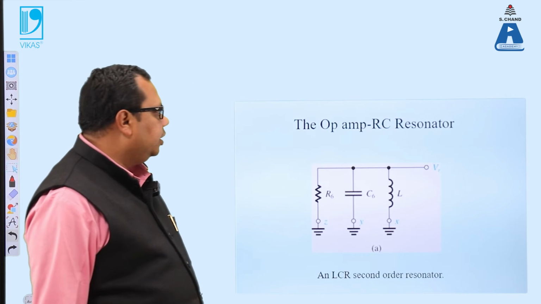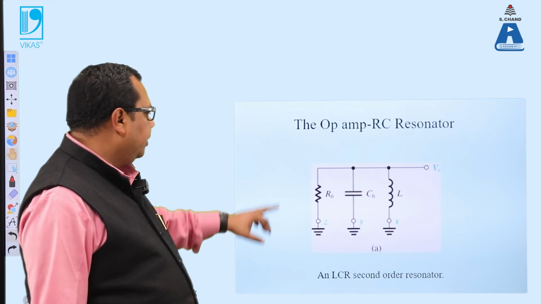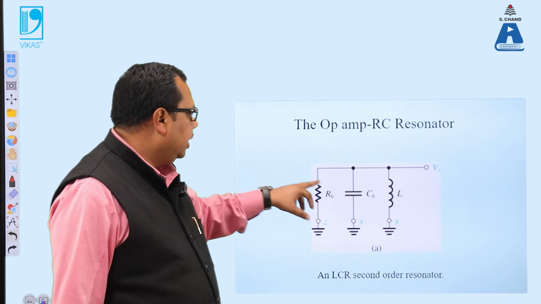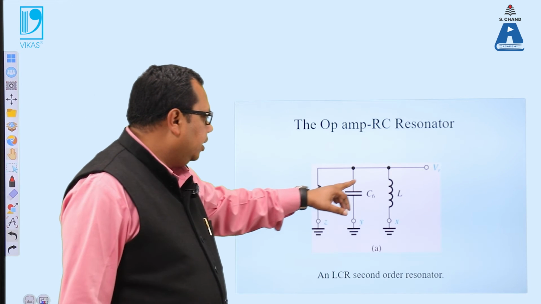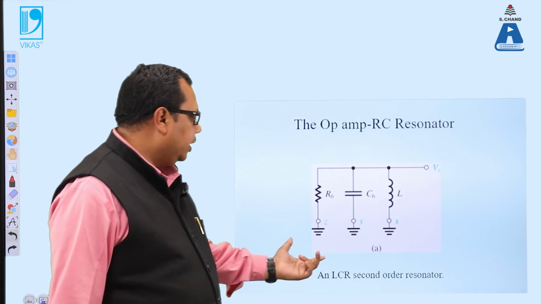Then we have the resonator, where we are using the operational amplifier as a resonance circuit. We are using the inductive circuit and the capacitive circuit. So this is basically the LCR circuit: L, C, and R. We are using the capacitor and calculating resonance.